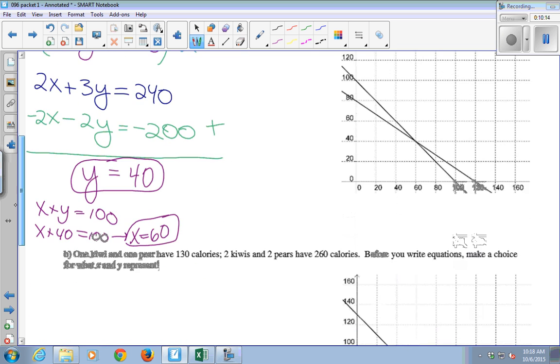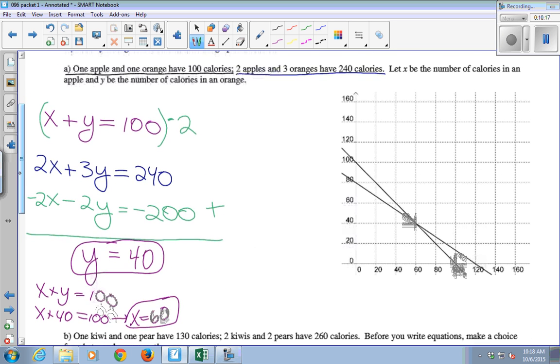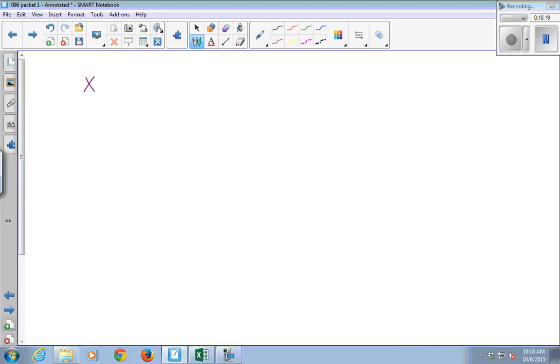So I'm going to jump to another page here because I'm out of room. x plus y is 100, 2x... It's totally an individual preference. Sometimes one is easier than the other. In this case, I don't think it matters much. Typically, if it's really easy to solve for one of your variables, like in this one, x plus y equals 100, I would go with substitution.